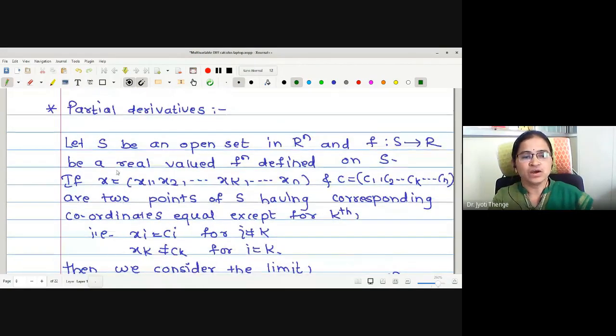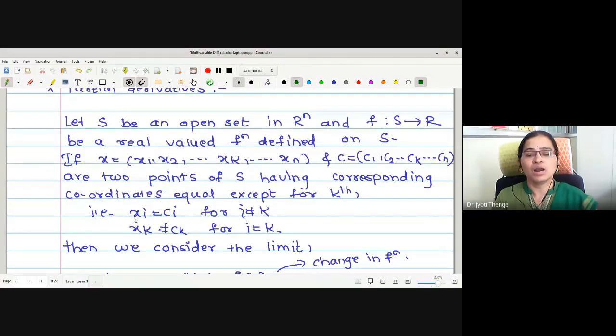So the definition says that for S an open set in Rn and f a real valued function defined on S, we want to find the partial derivative along the kth variable, which gives us the rate of change of the given function along the kth coordinate axis. Therefore, here two points were taken, x and c. Here the kth coordinate was specifically mentioned. This is an n-tuple vector x1 to xn. Similarly, c is a fixed point, again an n-tuple vector. These are the two points.